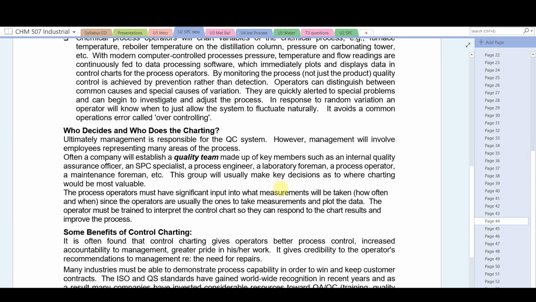So who decides and who does the charting? Well, ultimately, that's management's responsibility, but typically a company will often establish a quality team that would include key members such as the internal quality assurance officer, perhaps an SPC specialist, a process engineer, a lab foreman, a process operator, maintenance foreman. And this group will usually make key decisions as to what's being charted. They would meet weekly or perhaps at a minimum monthly. The team would then make decisions as to what to recommend to management for improvement.